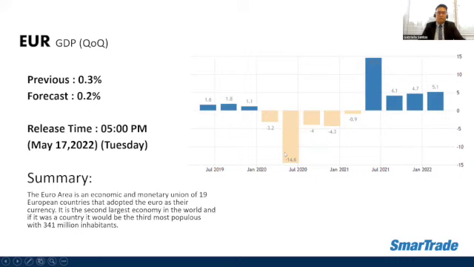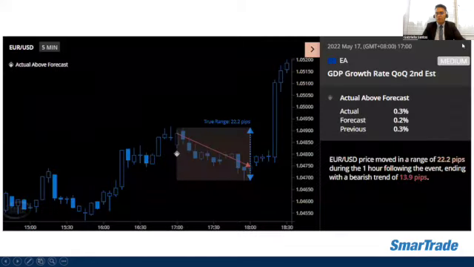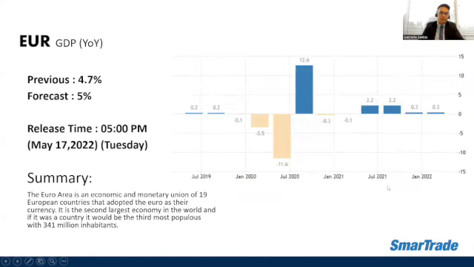Also, we have the gross domestic product or GDP quarterly basis for the European zone. So the previous data was 0.3%, and the market forecast is 0.2%. And the actual data was slightly higher at 0.3%, so it beats the market forecast, but the previous data and the actual remain the same. So for the euro dollar, surprisingly, the price moved in the range of 22.2 pips, and it ended with a bearish trend of 13.9 pips.